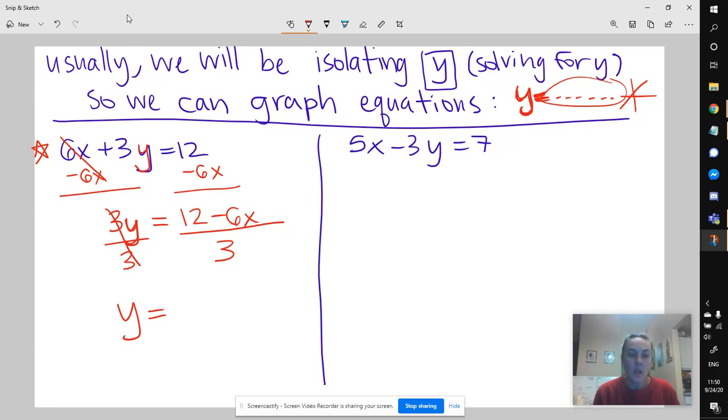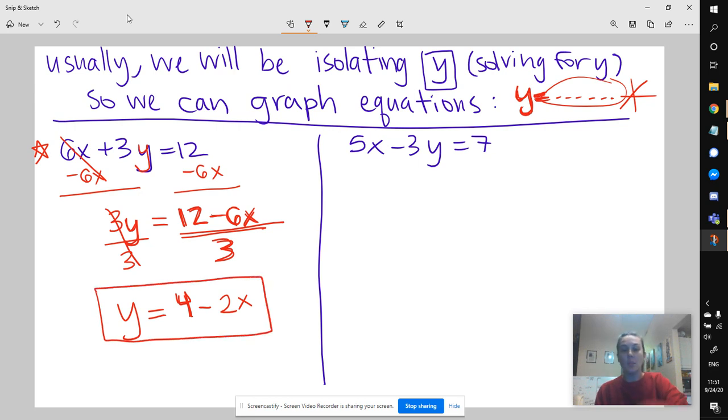Let's simplify this side. When we do 12 minus 6x divided by 3, what we're doing is 12 divided by 3 minus 6x divided by 3. So we did the 12 divided by 3 to get our 4. And we did our negative 6x divided by 3 to get our 2x. And then that's just our answer. We're good, right? We cannot combine 4 and negative 2x anymore. They're not like terms. So we're just finished.